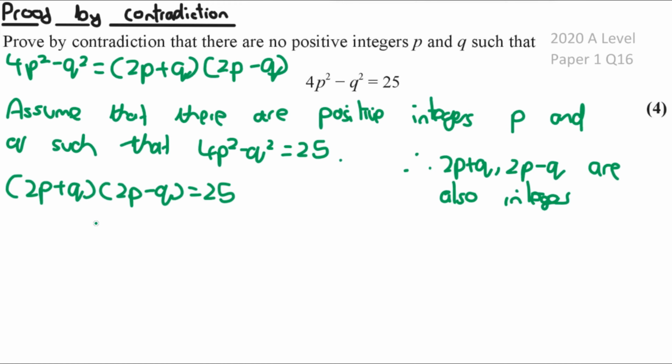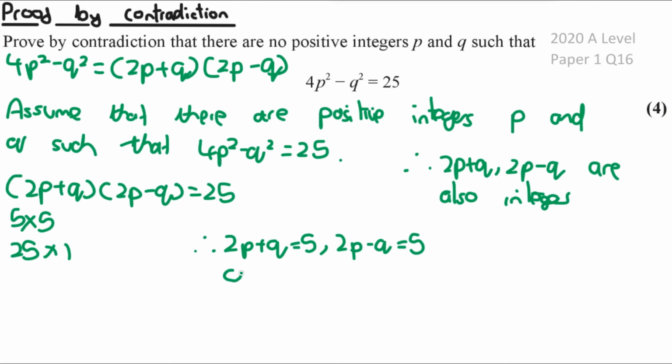And there are two scenarios for which this has occurred. One is 5 times 5 and the other one is 25 times 1. So therefore there are three scenarios for which these two integers can multiply together to give 25. The first one is when 2p plus q is equal to 5 and 2p minus q is equal to 5. And then the second one is when 2p plus q is equal to 25 and 2p minus q is equal to 1.